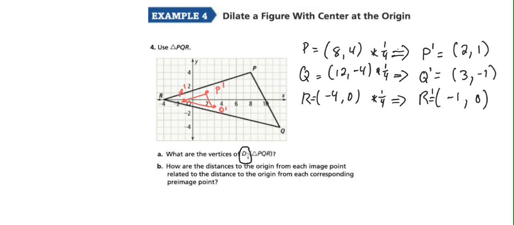Now it says, how are the distances to the origin from each point related to the distance to the origin from each corresponding pre-image point? Well, we did a dilation of 1/4 about the origin. That means each point is a fourth of the distance from the origin as the pre-image.